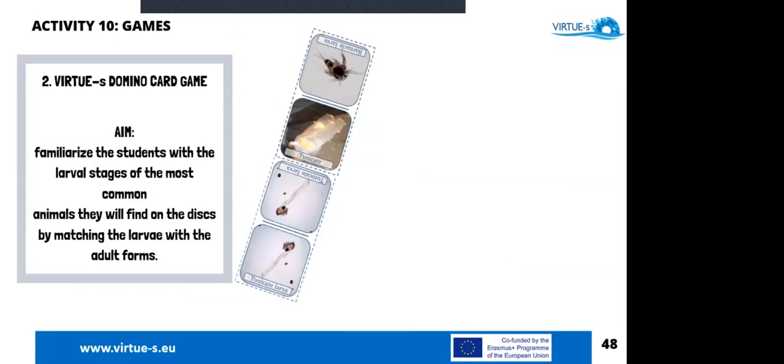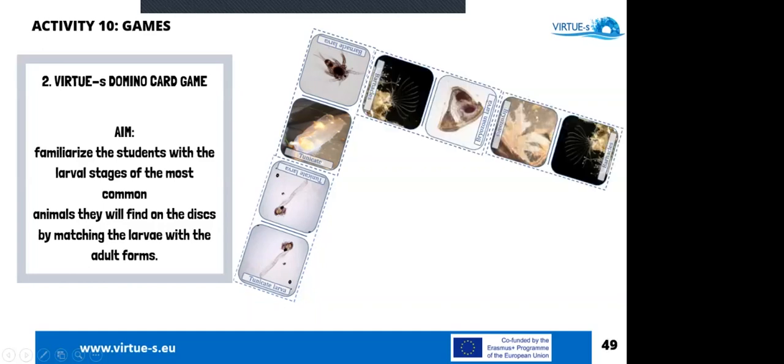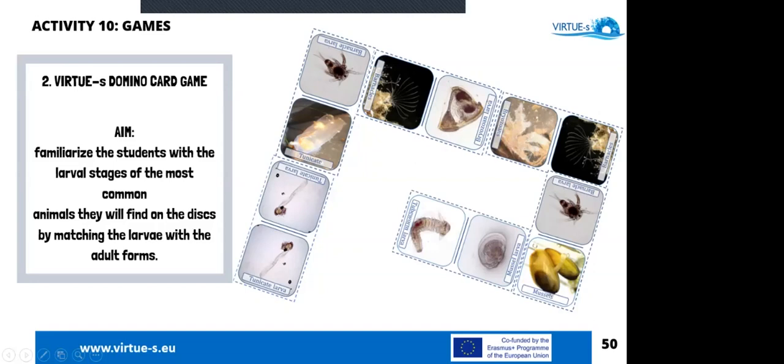The second game is the Virtuous Domino card game. While playing, youngsters will familiarize with the larval stages of the most common animals they will find on the discs by matching the larvae with the adult form. For instance, we have here a card with a tunicate larva, and we should add a card with an adult tunicate. And you can go on matching the cards and creating a domino like that.